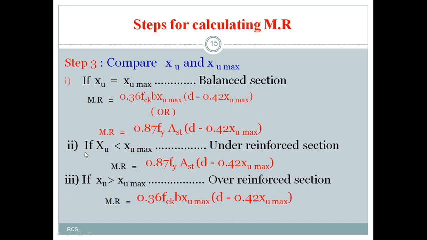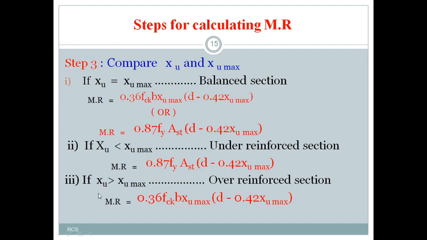If the second relation is established, that is, if the actual depth of neutral axis is less than the maximum depth of neutral axis, then that section is called an under reinforced section. In an under reinforced section, the steel will fail first. So we have to calculate the moment of resistance corresponding to the steel, right? The limiting or maximum moment of resistance for the under reinforced section is 0.87 Fy AST into (D minus 0.42 XU max).